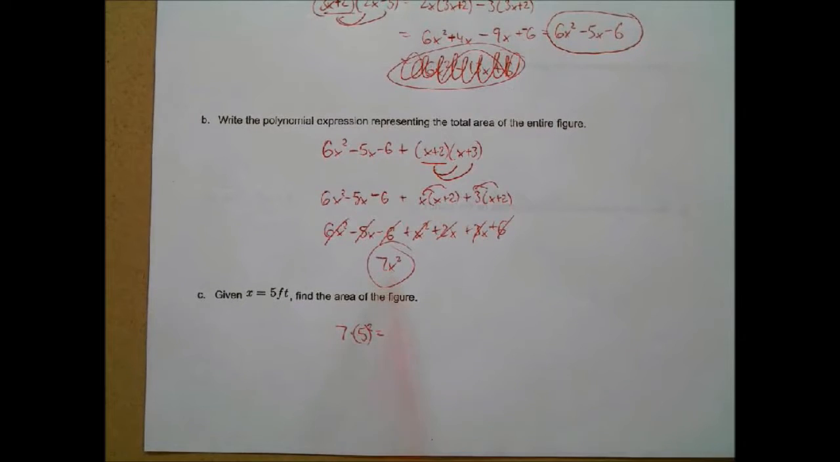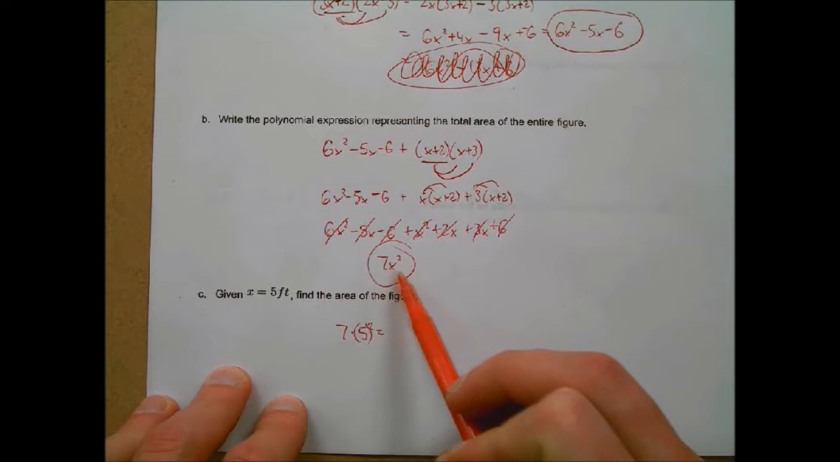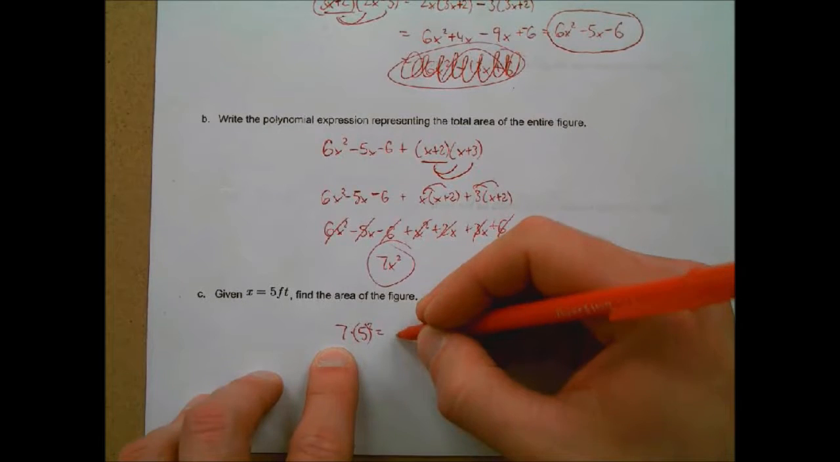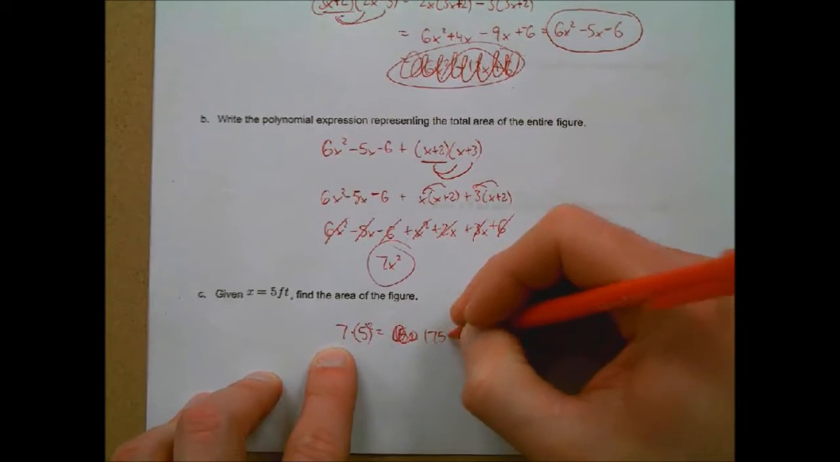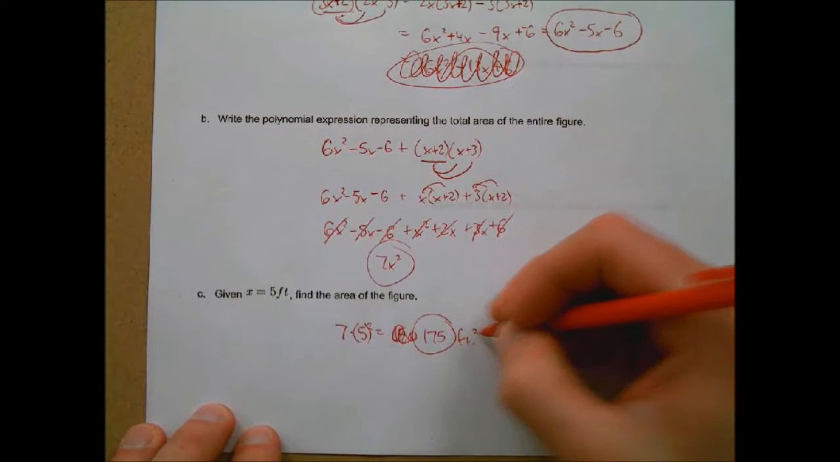Where did we get 7x though? 7x squared plus x squared makes the 7x squared. So 5 squared is 25 times 7 is going to be 150. Wait a minute, no, 175. My bad. Okay, 175 feet squared. I guess I should include units too.